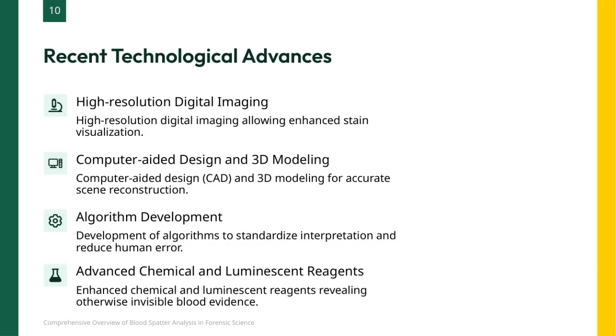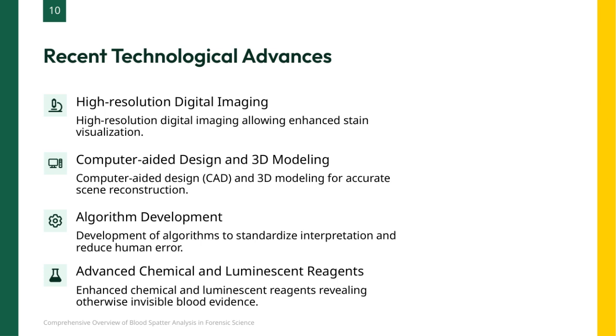Recent technological advances have really transformed how we analyze bloodstain patterns. First, high-resolution digital imaging lets us see stains much more clearly, revealing details that were previously hard to detect. Then, computer-aided design and 3D modeling enable us to reconstruct crime scenes with remarkable accuracy, giving us a more complete understanding of how events unfolded.